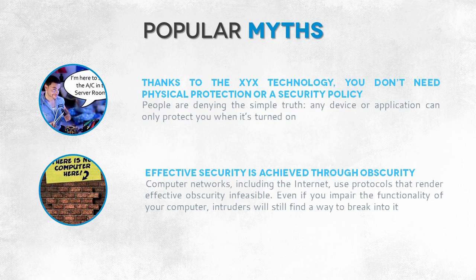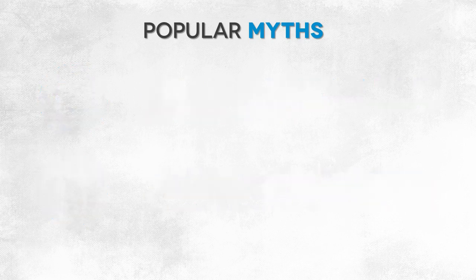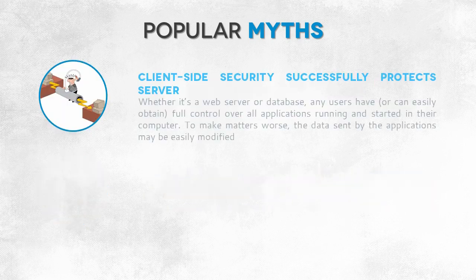Not connecting to the internet in the first place wouldn't make for a big difference. Any system that performs some operations can disclose a lot on its configuration and the people who manage it. This information is out there for the public, and in the next parts of this course, we'll learn to read it. The next myth. Client-side security successfully protects the server.